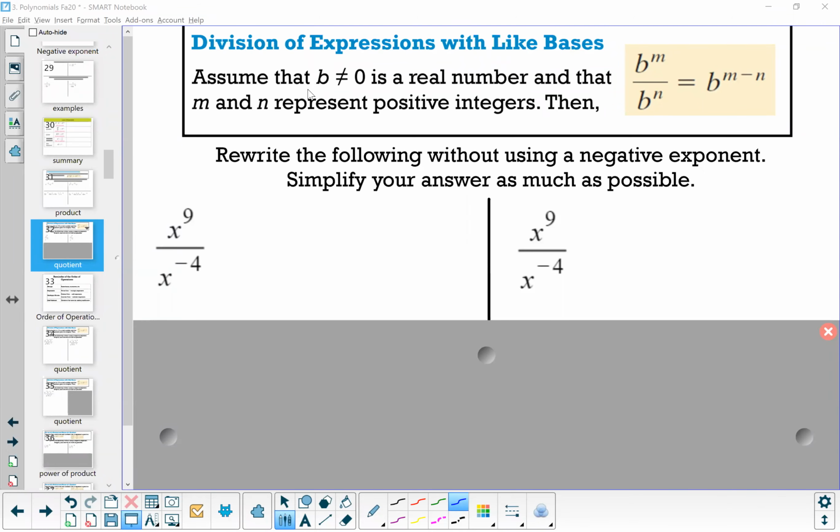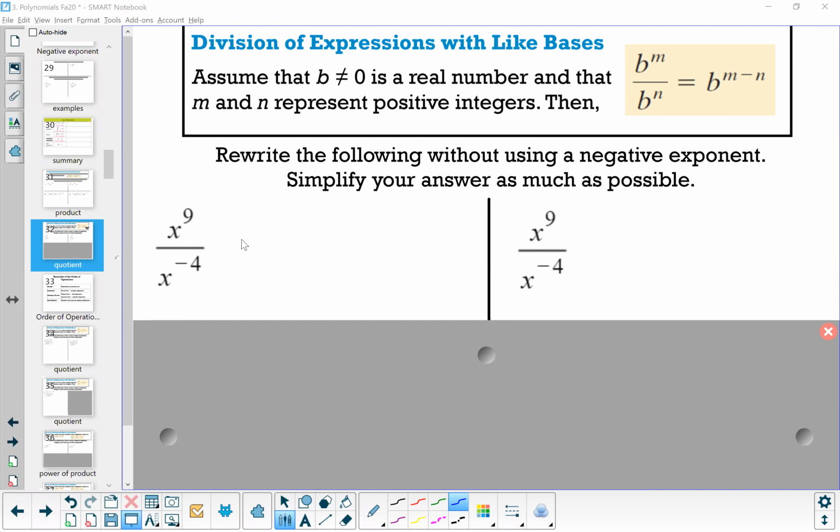Let's take a look at using the quotient rule with negative exponents. So we have x to the ninth divided by x to the negative fourth. I'm going to show you two ways you can approach this. The first way is just using the quotient rule, which allows us to subtract the exponents.